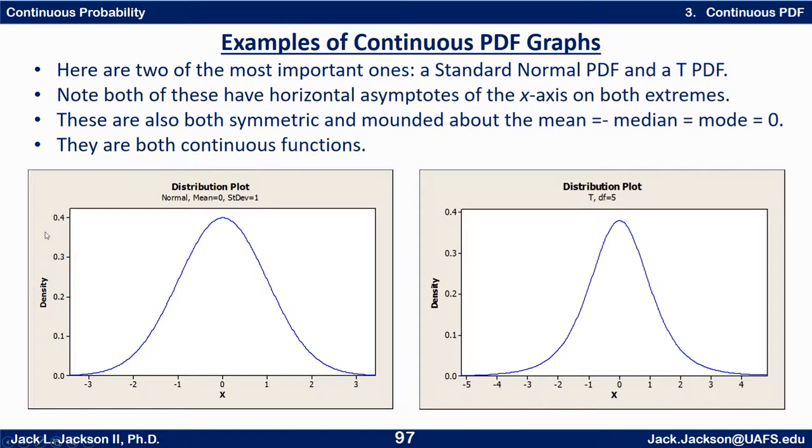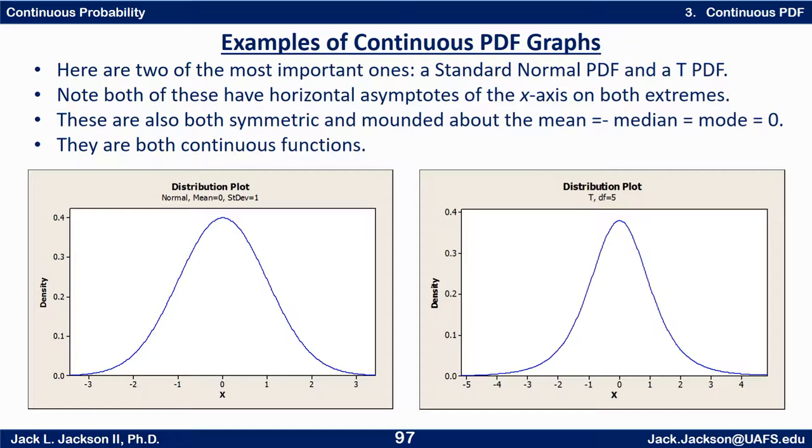Let's look at some pictures. So here are the PDFs of two of the most important continuous distributions. On the left, we see probably the most important distribution in all of statistics and probability, the standard normal PDF, and a slight variation on that. On the right, a T-PDF. This one has what we call 5 degrees of freedom. And the standard normal has a mean of 0 and a standard deviation of 1. Both of these have a mean of 0. They're kind of bell-shaped curves.